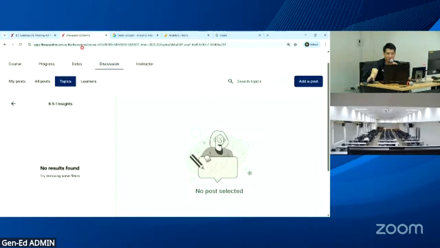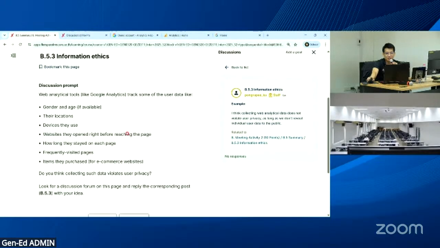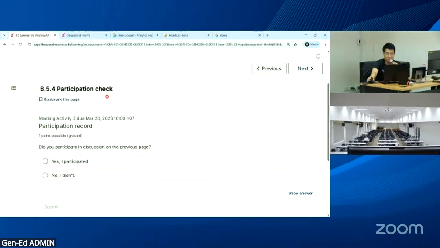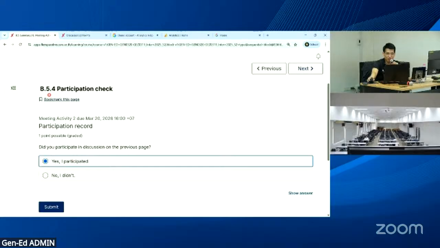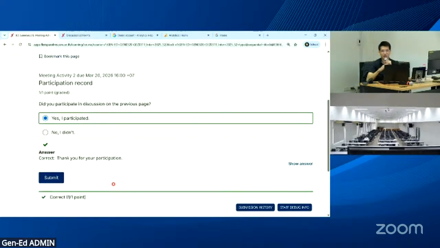Okay, so let's see if there is any student response to B.5.3. Okay, no one. Once you respond to the threads, specify whether you think collecting web analytical data violates user privacy. Once you have completed the activity, feel free to browse to B.5.4, the next page, and mark your participation, and get another 1 point in the course. Please mark your participation only after you have completed the activity.